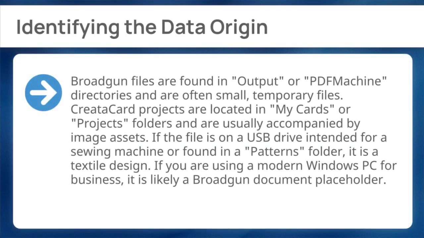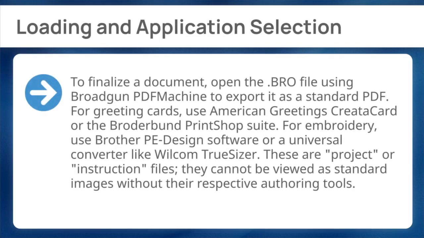Broadgun files are found in output or PDFMachine directories and are often small temporary files. CreataCard projects are located in My Cards or Projects folders and are usually accompanied by image assets. If the file is on a USB drive intended for a sewing machine or found in a Patterns folder, it is a textile design. If you are using a modern Windows PC for business, it is likely a Broadgun document placeholder. Next, loading an application selection.